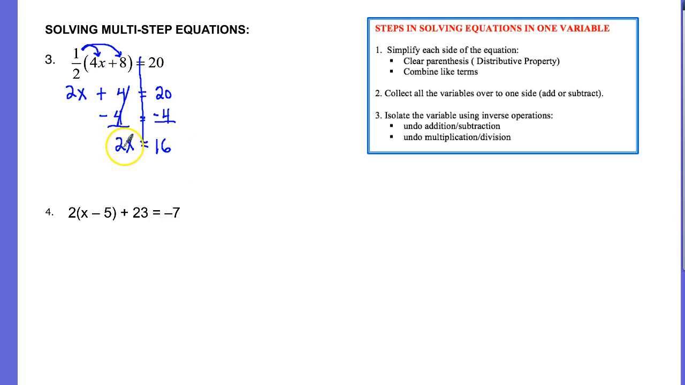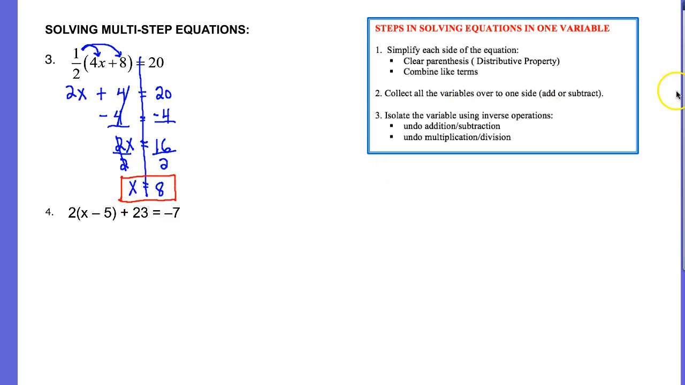That is 2 times x. So to get rid of 2, we have to undo multiplication. We will divide both sides by 2. So 2 divided by 2 is 1. So you only have x on the left side. And 16 divided by 2 is 8. So x equals 8.